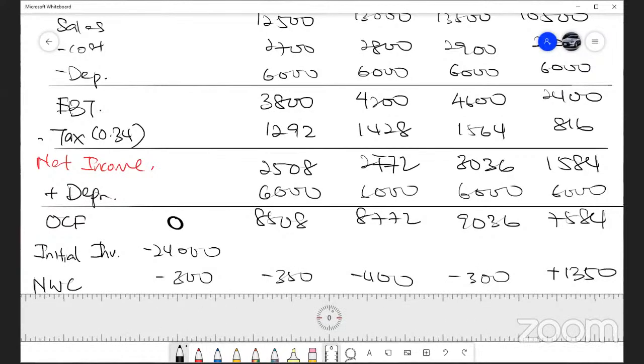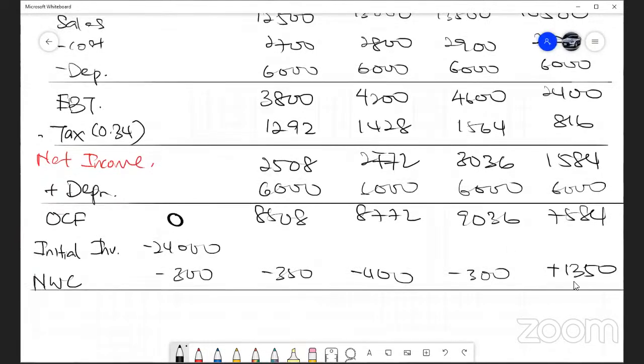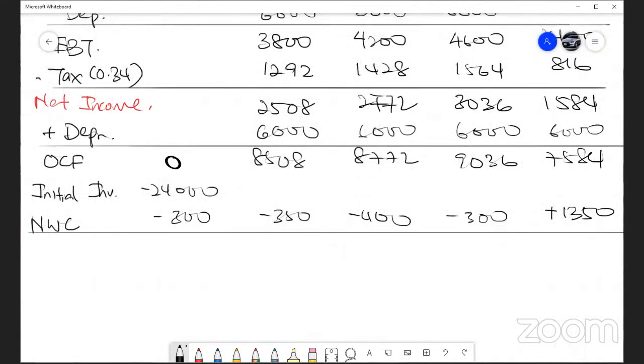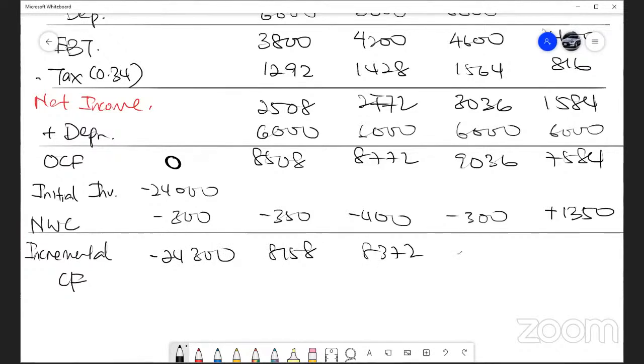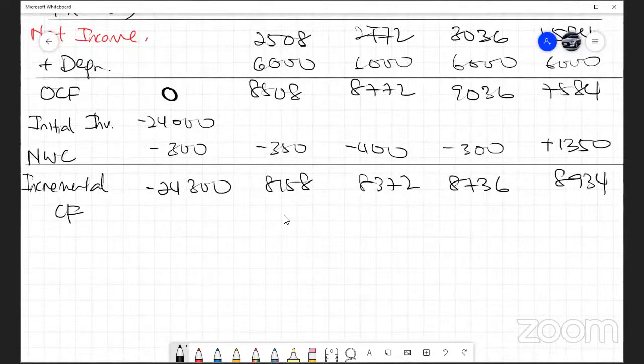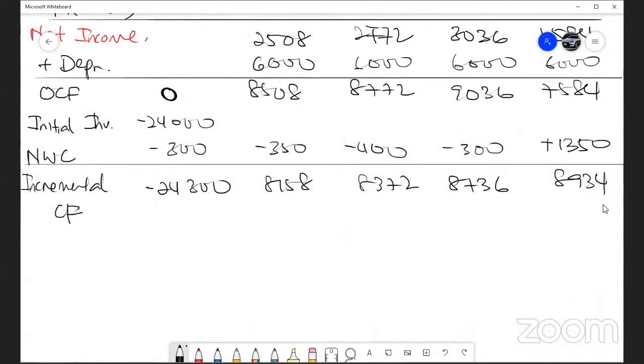So at the end there, you get back all your net working capital, you get a positive, plus 1,350. Okay? Be very aware about this. NWC at the end of the period, you always get it back from the previous years. So now, what is this last thing here? It is called the incremental cash flow due to the net working capital. So now you can calculate your NPV already. Yes, negative 24,300, 8,158, 8,934. Use all these numbers to count your NPV. So these are your cash flows, or your figures here to count your NPV.